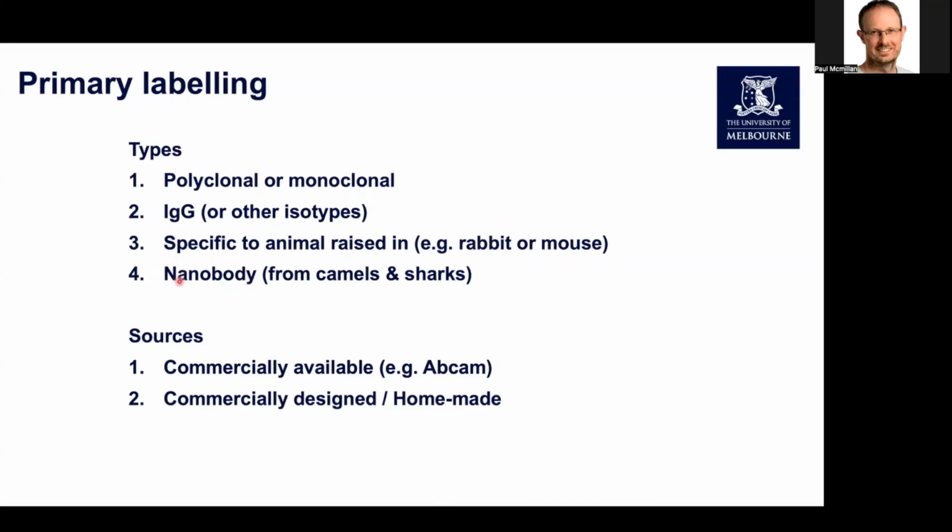Lots of people now are moving into the nanobody space, generated by things like camels, sharks, alpacas, all generate much, much smaller immune proteins that we can use for detecting proteins. Sources: you can either buy things that have already been generated by companies like Abcam, for example, or you can commercially design your own antibodies. Homemade just doesn't mean do it at home unless you have some alpacas, but I imagine you probably need a license to do that.